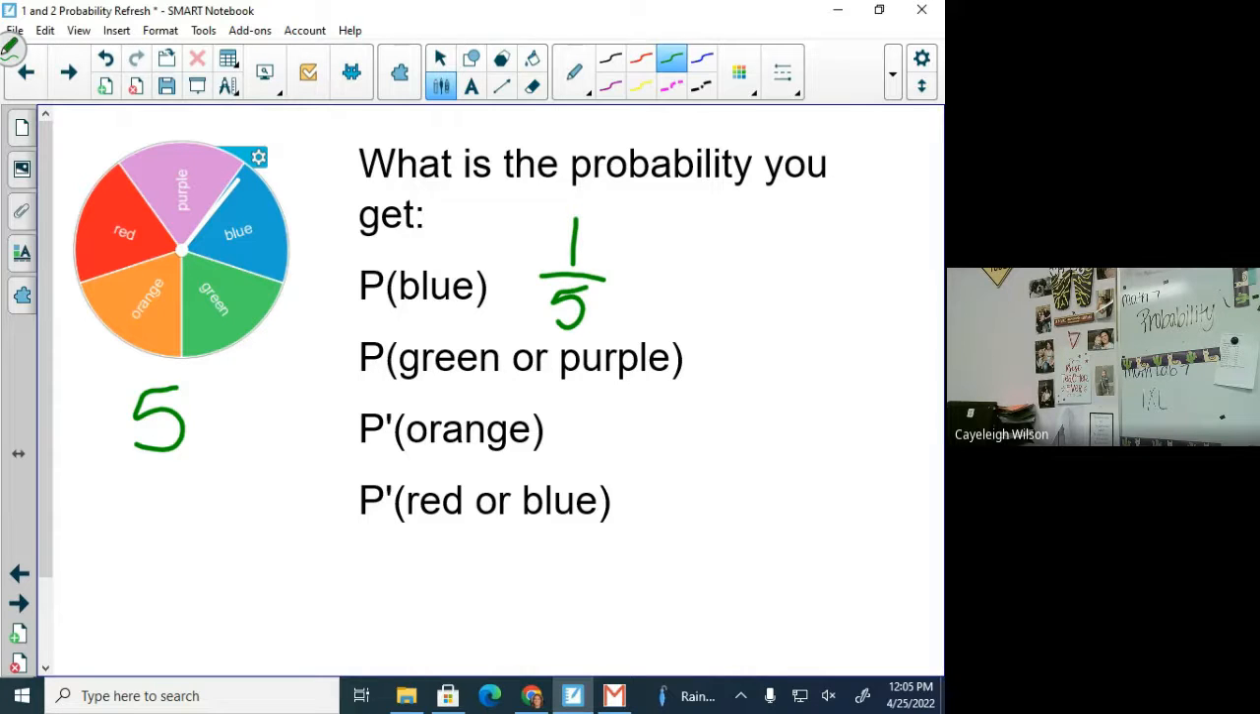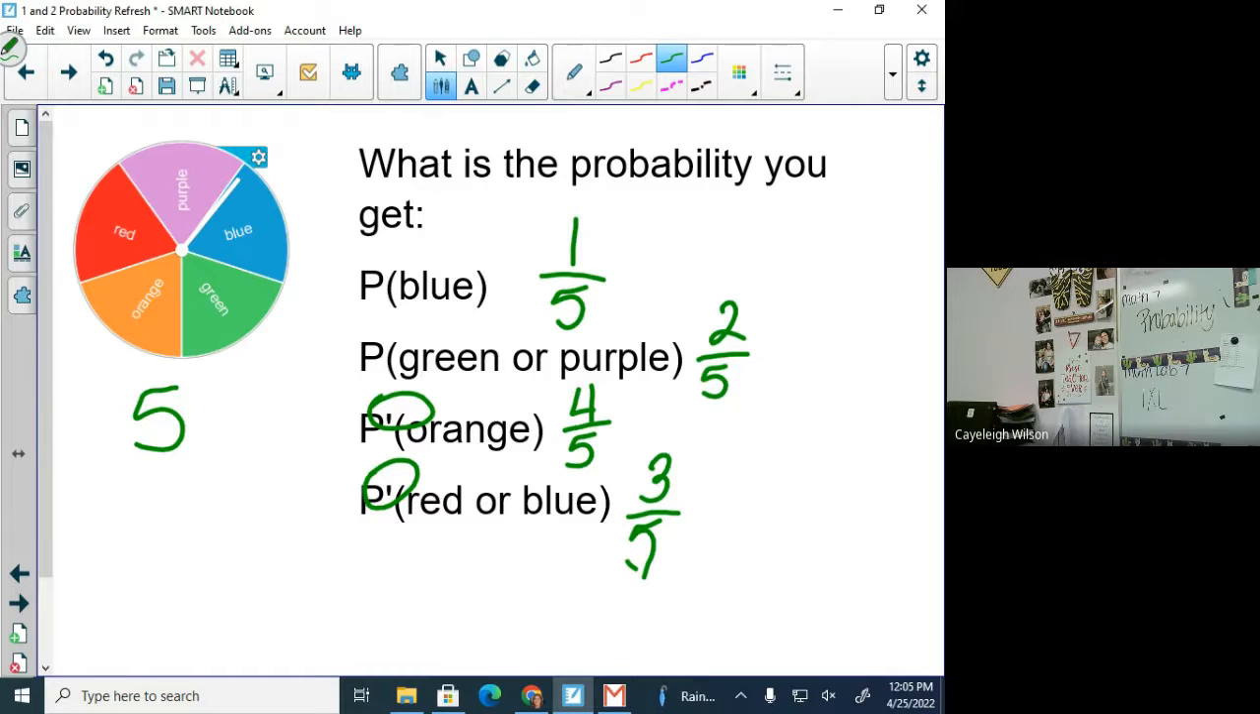All right, Bella, what is the probability that I would get green or purple? 2 out of 5, because green's 1, purple's 2, so 2 out of 5. Peyton, what's the probability that I would not get orange? 4 out of 5, because that means everything but orange, and 4 of them are other colors. Remember we said this thing means not. All right, Kaylee, what's the probability of not getting red or blue? 3 out of 5, because there are 3 that are not red or blue.